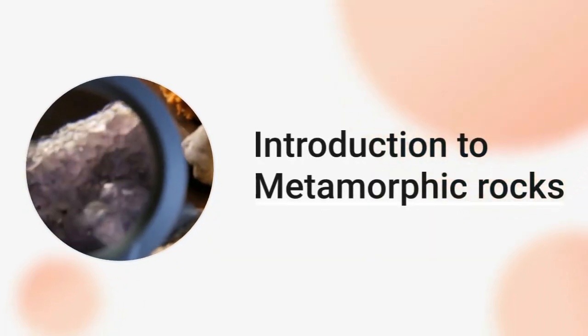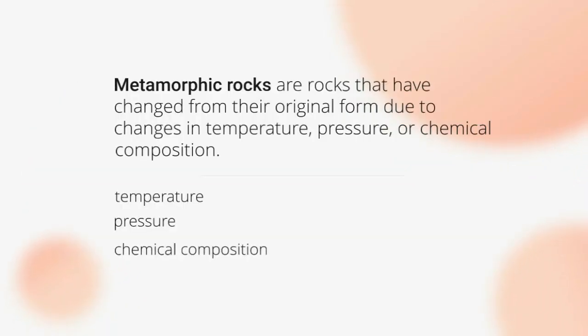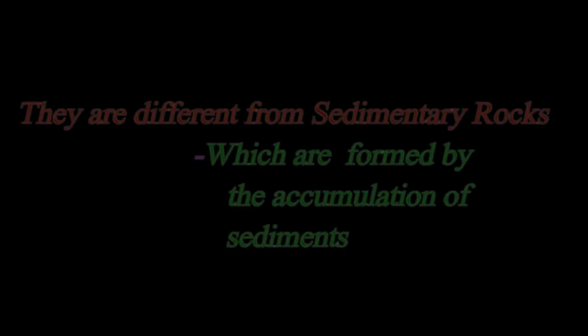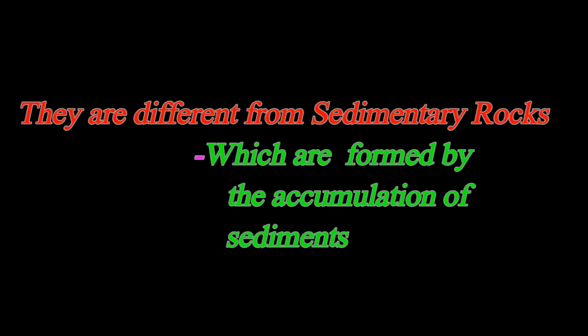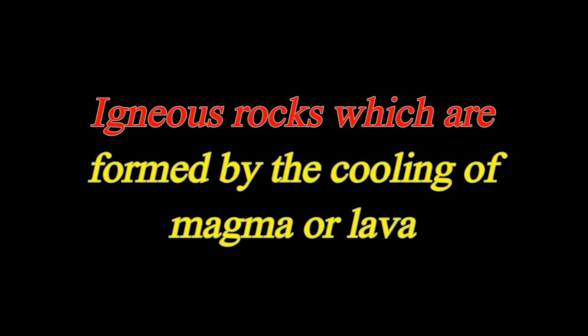Introduction to metamorphic rocks. Metamorphic rocks are rocks that have changed from their original form due to changes in temperature, pressure, or chemical composition. They are different from sedimentary rocks, which are formed by the accumulation of sediments, and igneous rocks, which are formed by the cooling of magma or lava.